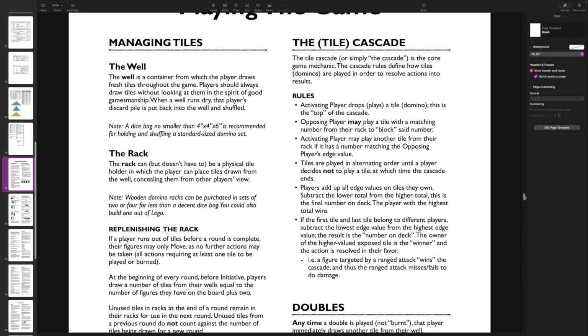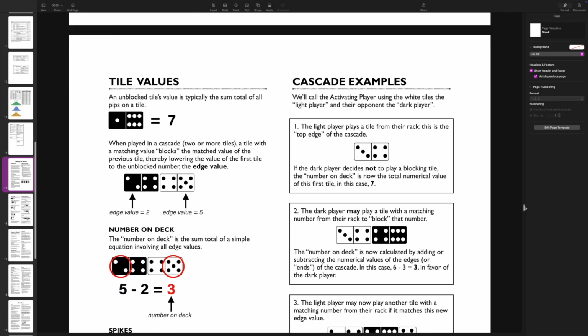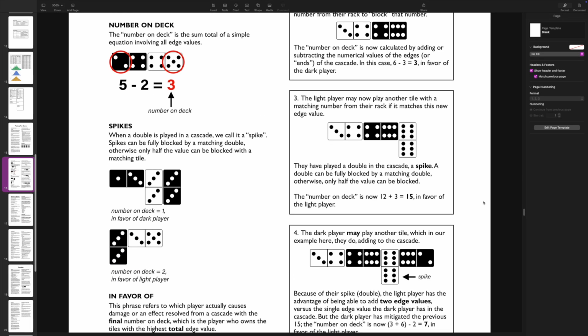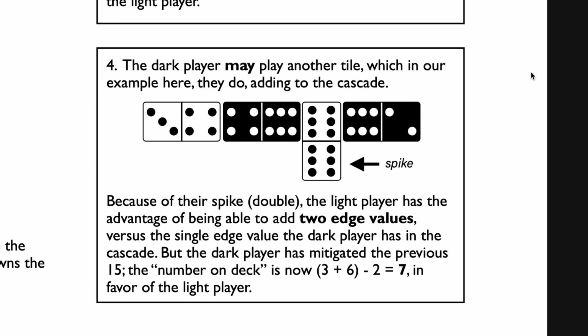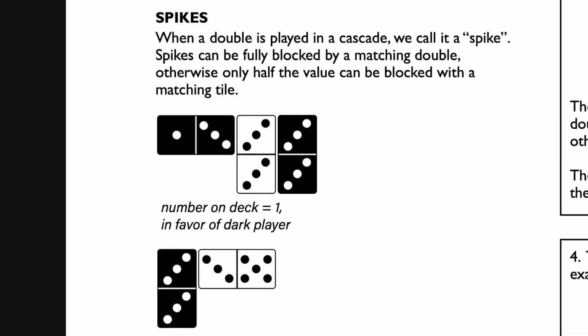So I laid out these rules for how a tile cascade works. I even came across a cool new game term, the spike, as in spiking the cascade, which is when you play a double, because only half of a double's value can ever be blocked, unless you have a matching double, so I guess that would be a double spike. And I suppose I might need to put a glossary at the end of this document.